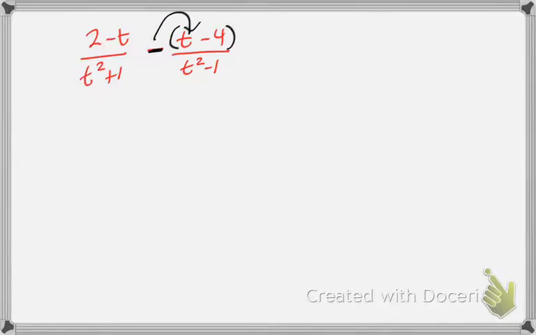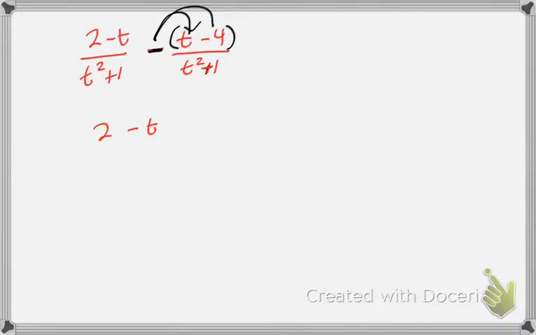So I have 2 minus t over t squared plus 1, minus 4 minus t over t squared plus 1. The big thing to remember is that we have that minus, and it has to be distributed. So we distribute here. It becomes 2 minus t, and then I distribute the minus, so it's minus 4 and then plus t.